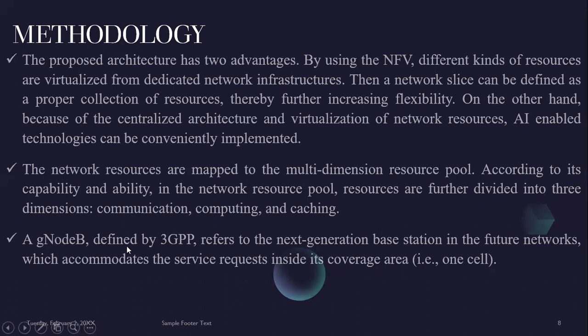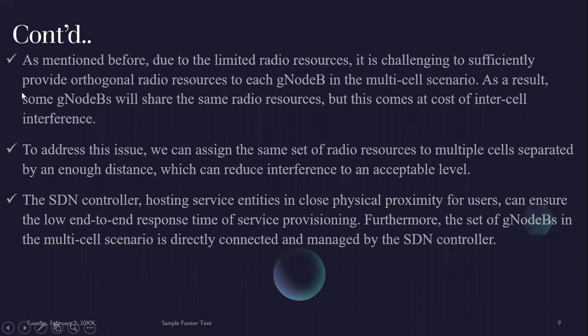A gNode B defined by 3GPP refers to the next generation base station in the future networks, which accommodates the service requests inside its coverage area, that is one cell. As mentioned before, due to the limited radio resources, it is challenging to sufficiently provide orthogonal radio resources to each gNode B in the multi-cell scenario. As a result, some gNode Bs will share the same radio resources, but this comes at the cost of intercell interference. To address this issue, we can assign the same set of radio resources to multiple cells separated by a large enough distance, which can reduce the interference to an acceptable level.